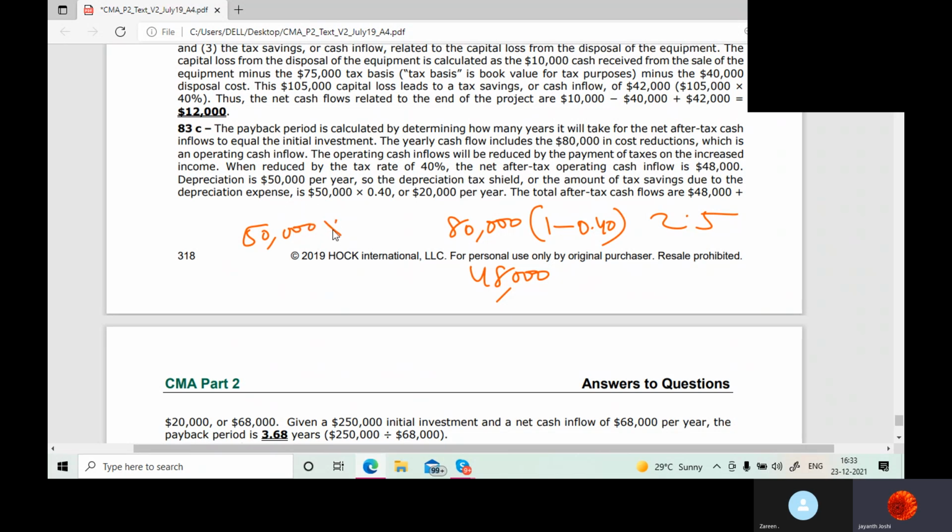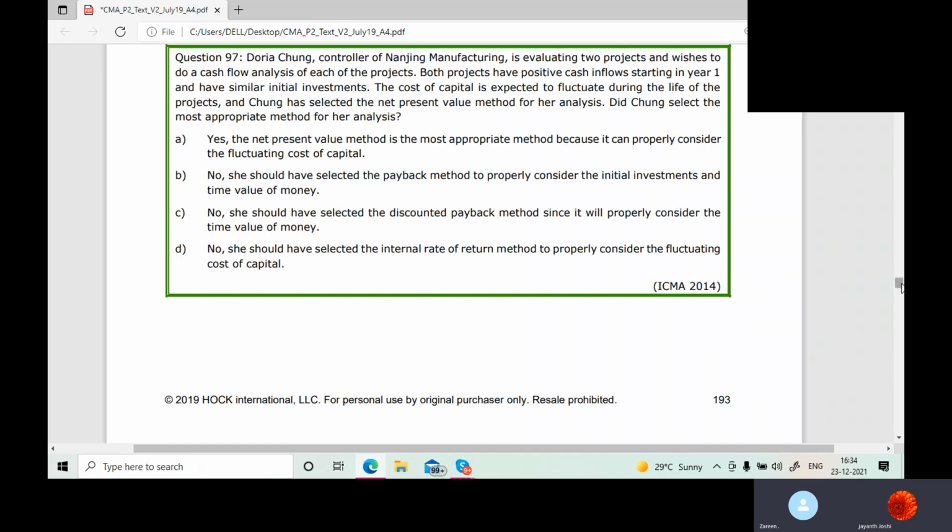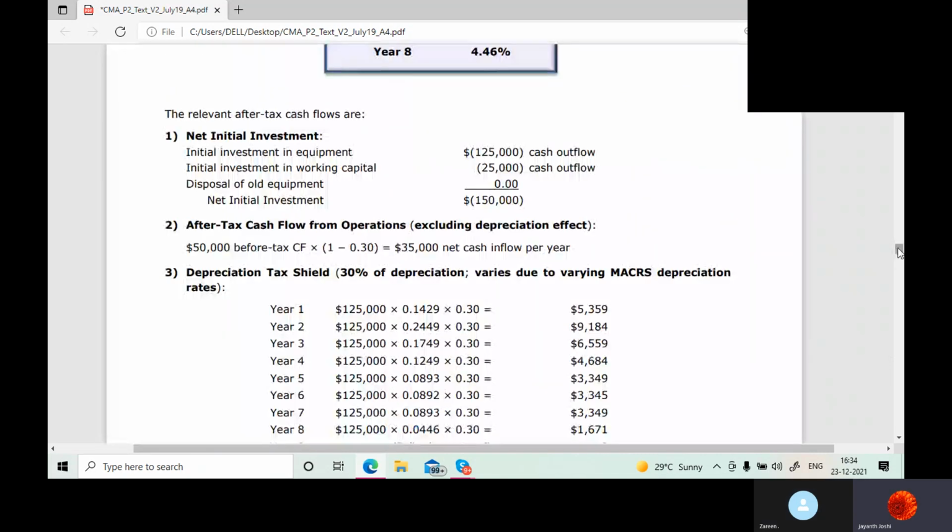So what is your tax shield? 0.40 is your tax rate. So every year there will be a tax saving to you, a saving of how much for you? 20,000. Okay, I'll solve it for you here. Just a second.